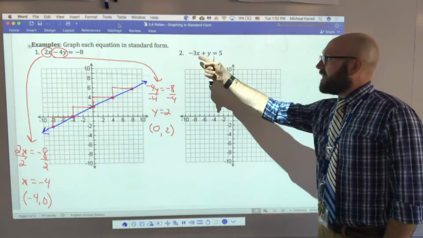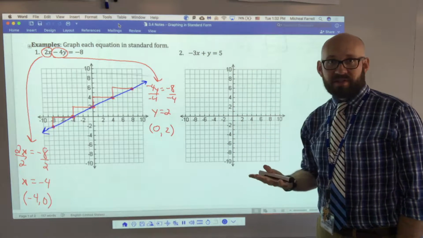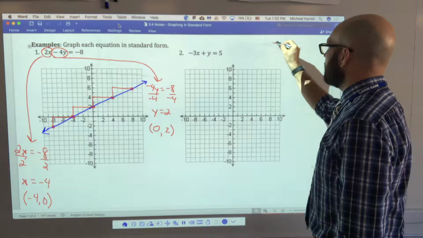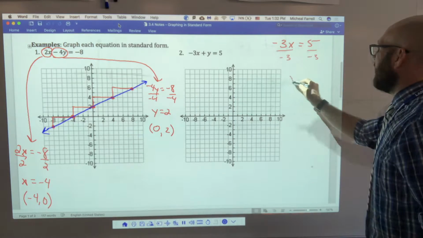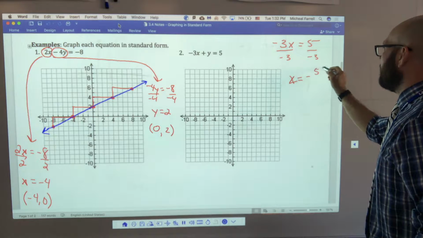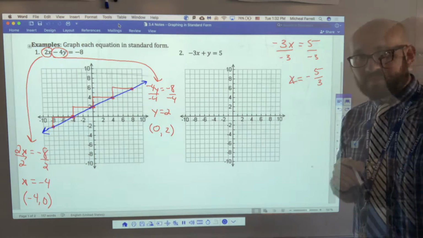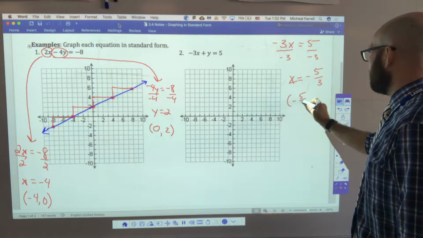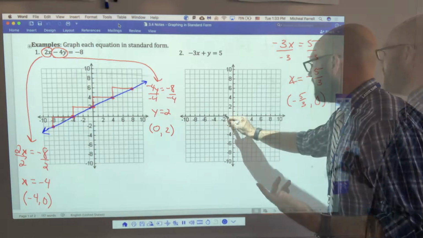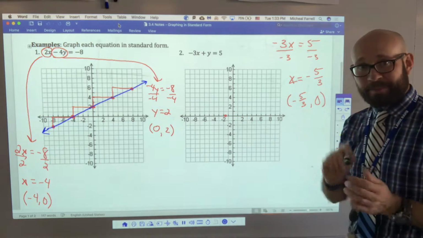So the next problem, I have negative 3x plus y equals 5. We're going to do the same thing. I'm going to take the x term and solve for the x-intercept. So I take the negative 3x, set it equal to 5. I get x equals negative 5 thirds. I have a point located at negative 5 thirds, 0. Plot a point on the x-axis right about there.